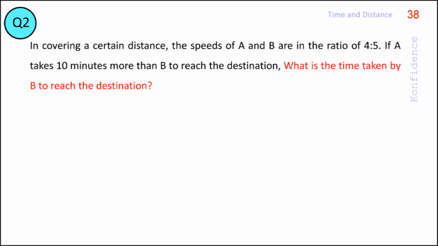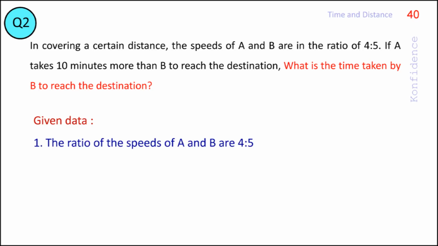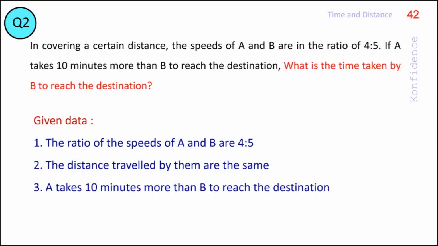In this question, we are having two bodies A and B. Three pieces of information are given in the statements. 1. The ratio of speeds of A and B is 4 is to 5. 2. The distance traveled by them is the same. And 3. A takes 10 minutes more than B to reach the destination. Using this, we are asked to find the time taken by B to reach the destination.